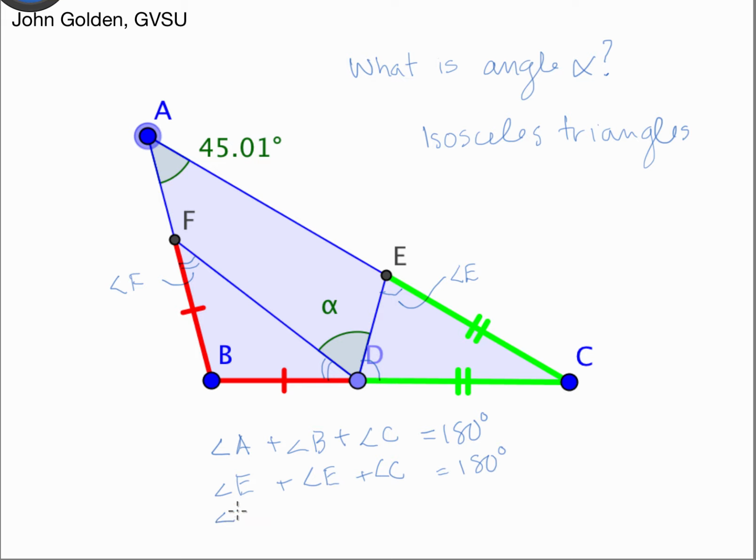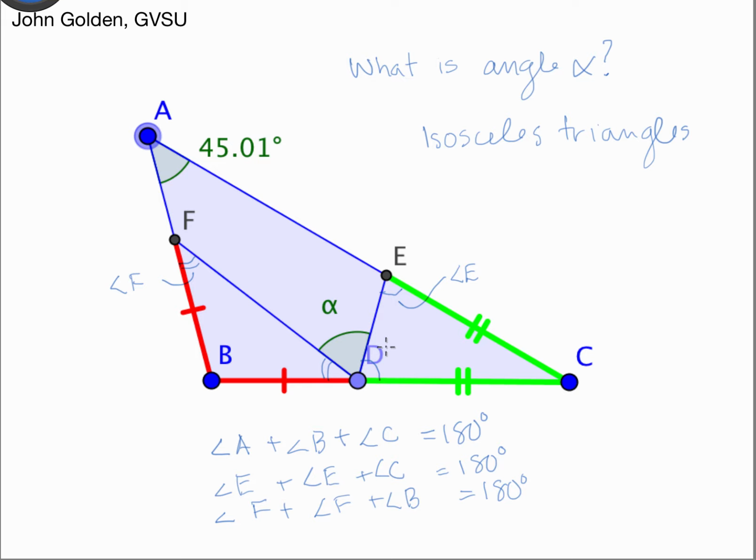And I know that angle F plus another copy of angle F plus angle B equals 180 degrees. All right, so angle A, B, and C, angle F, 2 copies, and B, E, 2 copies, and D. I don't have anything about angle alpha yet.